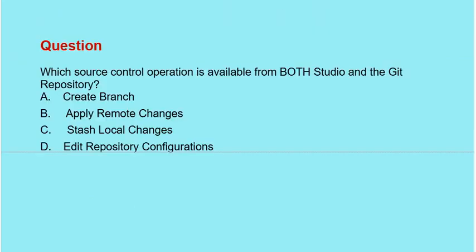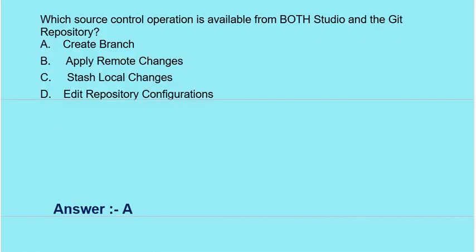Question is, which source control operation is available from both Studio and the Git repository? Option A, create branch. Option B, apply remote changes. Option C, stash local changes. Option D, edit repository configurations. Correct answer is option A.